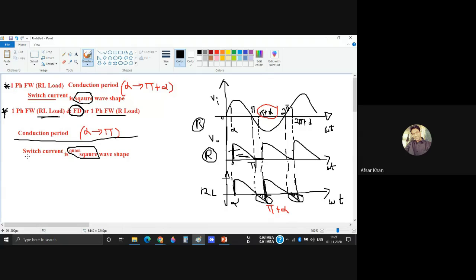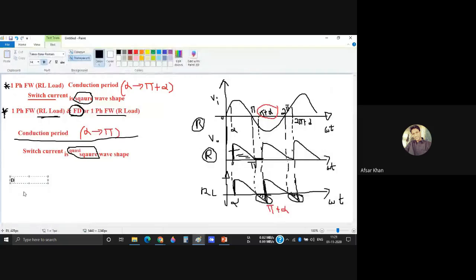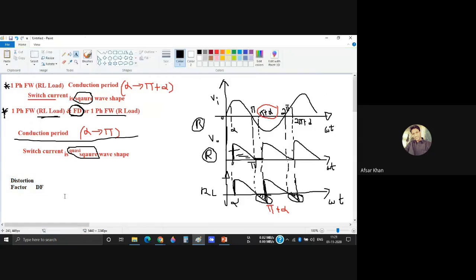Right. Now we have important formulas. Distortion factor, in short DF. In most problems it is asked what is the distortion factor. The formula for distortion factor is IS1, the fundamental component of source current, divided by the source current. That's it.